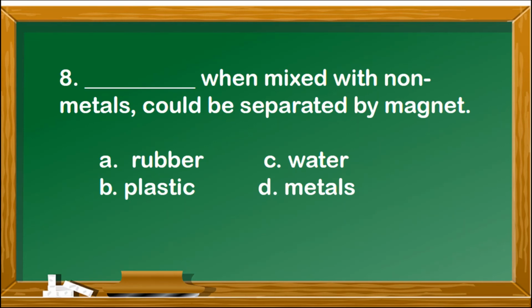Unsa daw nga mga materials nga ato ang masagol siya sa non-metals kay pwede nato siya ma-separate by using magnet. Kana mo attract siya sa magnet. A. Rubber, B. Plastic, C. Water, and D. Metals. Correct answer is metals.